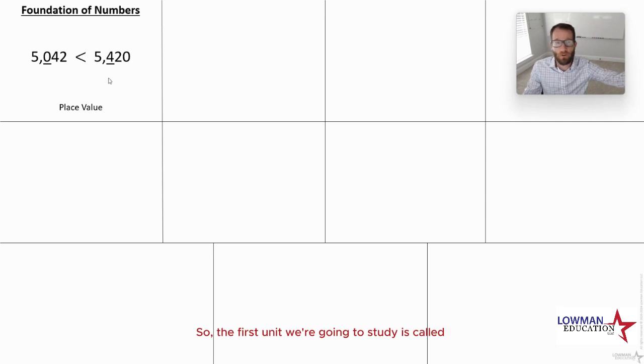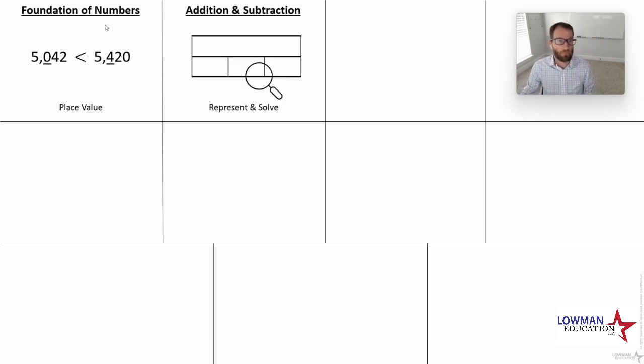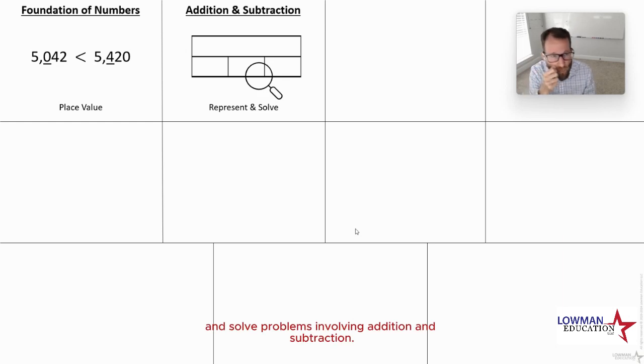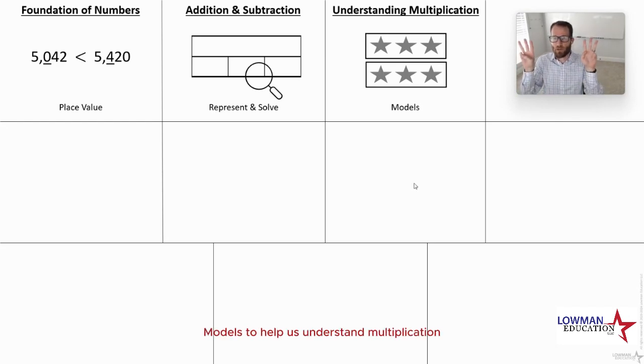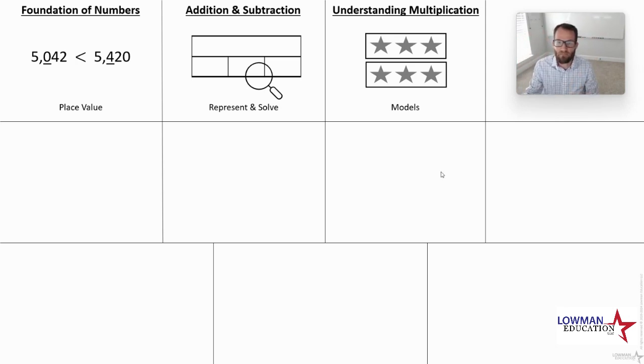So the first unit we're going to study is called Foundation of Numbers. And in this unit, we're going to use place value to help us compare and order numbers. In the next unit, we're going to represent and solve problems involving addition and subtraction. Then we're going to use models to help us understand multiplication and help us understand that 2 times 3 is the same as 3 plus 3.